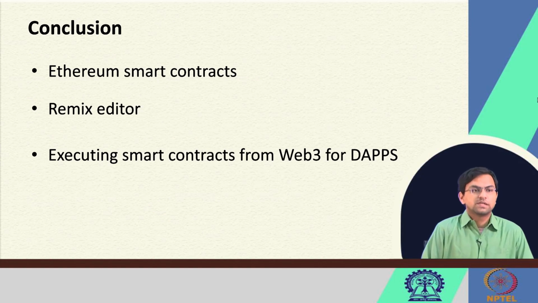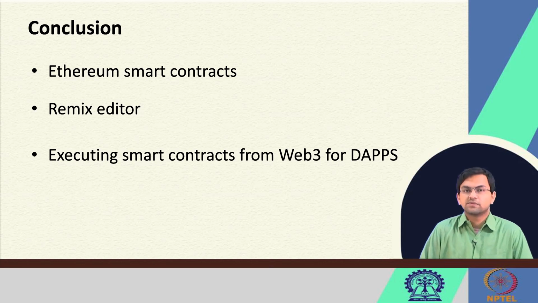So, concluding, we talked about how we can write Ethereum smart contracts, and we can use the Remix editor to write Solidity code, test that code on an emulator provided within the Remix editor, and then we can also use this Remix editor and a tool called MetaMask to deploy this contract on a network, be it the main network or test networks. Then we also saw how we can use Web3.js to programmatically access decentralized applications.